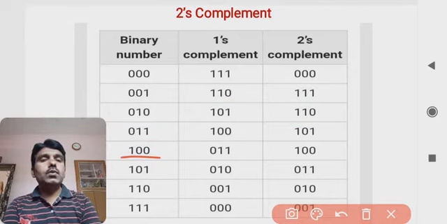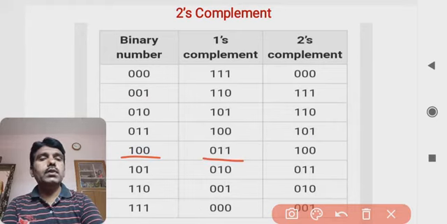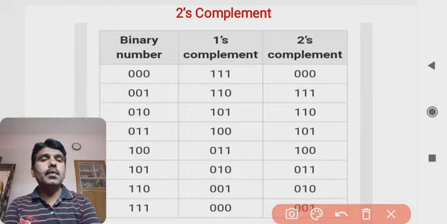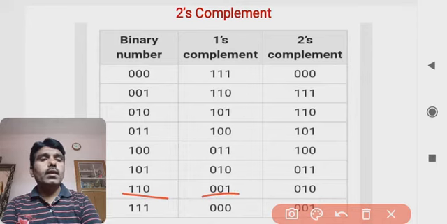Similarly 100, the 1's complement will be 011. If you add 1 into this you will get 1 plus 1 is 0, again 1 plus 1 is 0, and 1 plus 0 is 1. So in this way you will get the 2's complement. Again 101, you will get the 1's complement as 010, and adding 1 you will get 011 as the 2's complement. In the same way 110, you will get the 1's complement 001, and adding 1 you will get 010, that is the 2's complement.